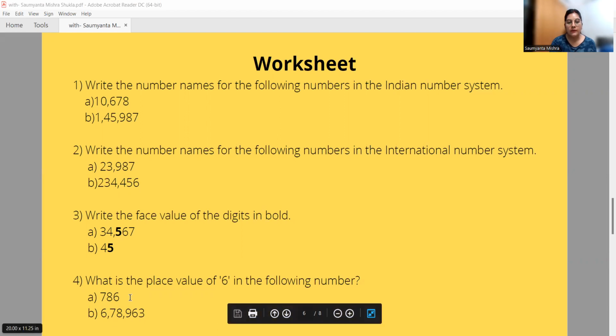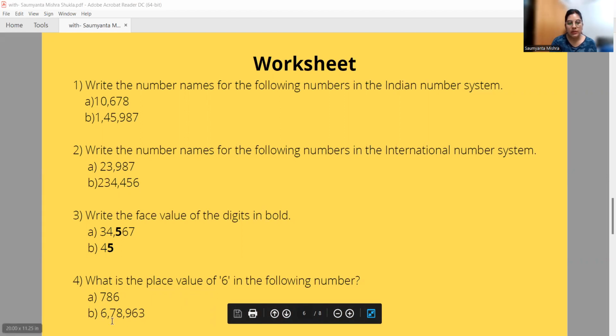In the fourth question, we have to write the place value of 6 in the given numbers. Now, in the first number, 786, the 6 is the last digit of the number. So we know that the last digit means it's in the ones place. So the place value of 6 will be 6.